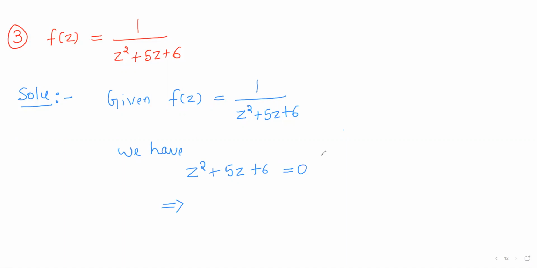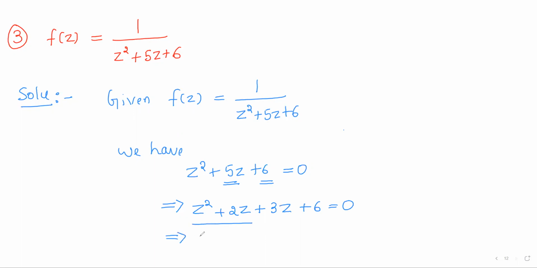So it is a polynomial. Moreover, it is a quadratic equation. To solve this, we can use the trick here. To solve this quadratic equation, we need factors whose product is 6 and sum is 5. So the factors are 2 and 3. So z square plus 2z plus 3z plus 6 equal to 0. So 5z can be split into 2z plus 3z.